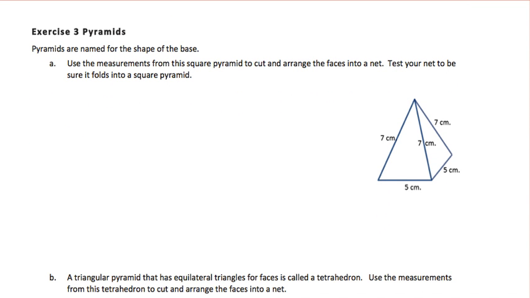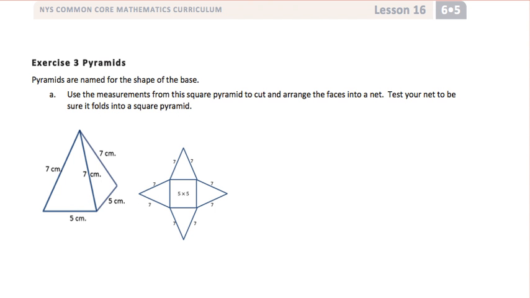Next, we'll look at pyramids. So the net of our pyramid shows one base, and this particular one is a square pyramid, and then 4 sides that are triangles that come up.